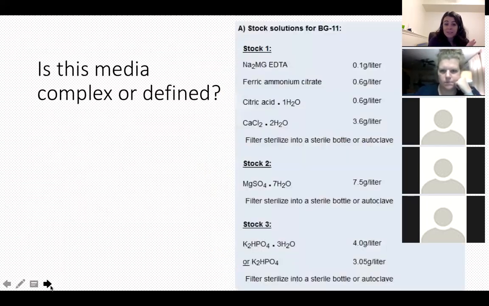Okay, so here are some practice questions. Here is a media recipe, and I want you to tell me if this media is complex or chemically defined.